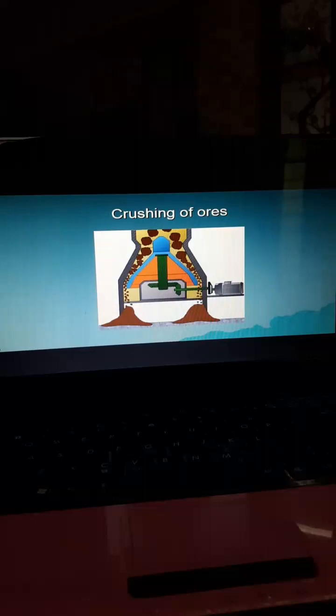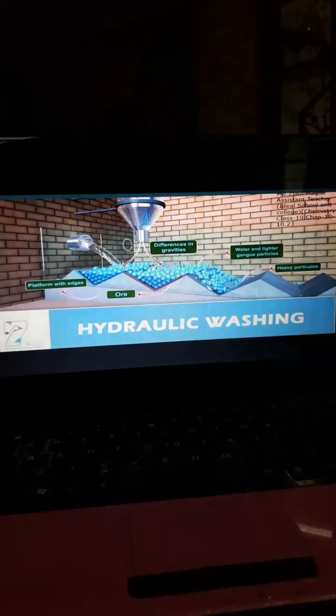So what is crushing? When the larger one is converted into a smaller one, or like a powder, to extract the metal easily, this is called crushing. My dear students, condensation of ores. The crushed powder will be collected by you to extract the metal.